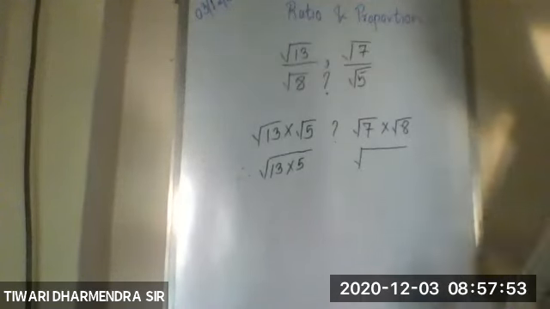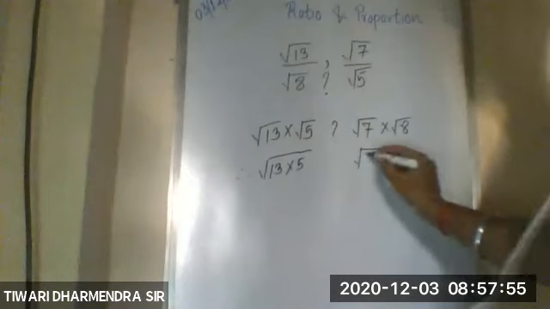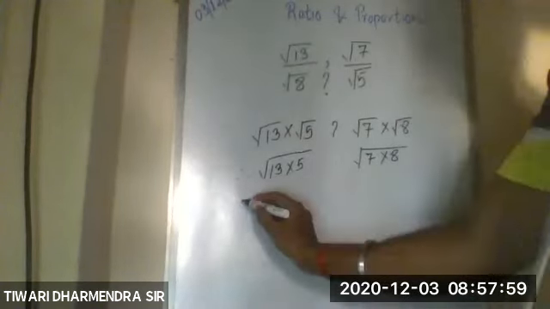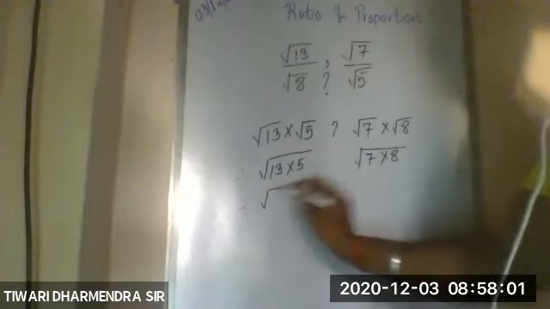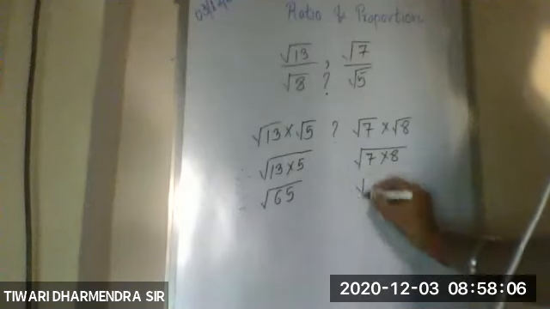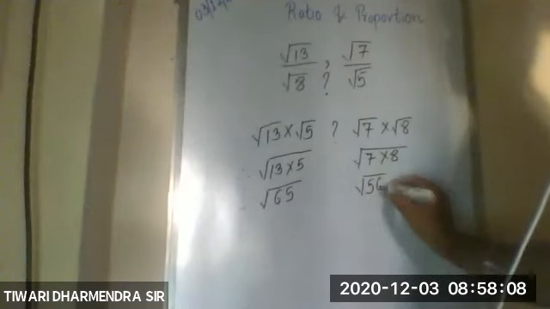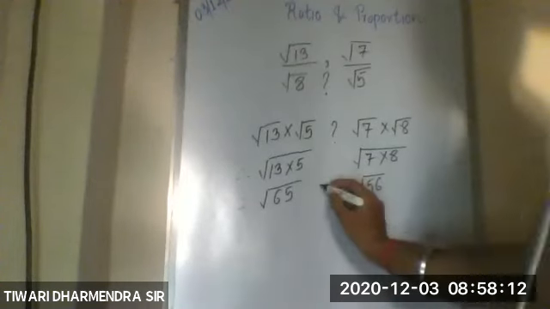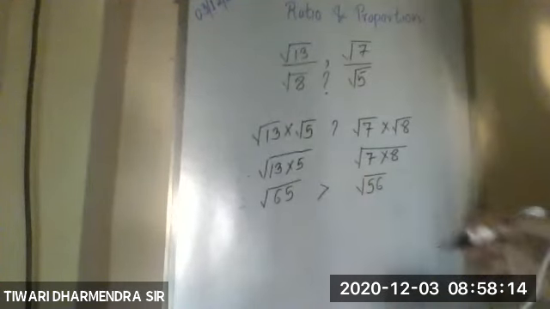So 7 8s are 56, and we can write first 7 into 8. So here root of 13 by 5 are 65, root of 56. From here it's very easy to calculate who is greater. Root of 65 is obviously greater than root of 56.